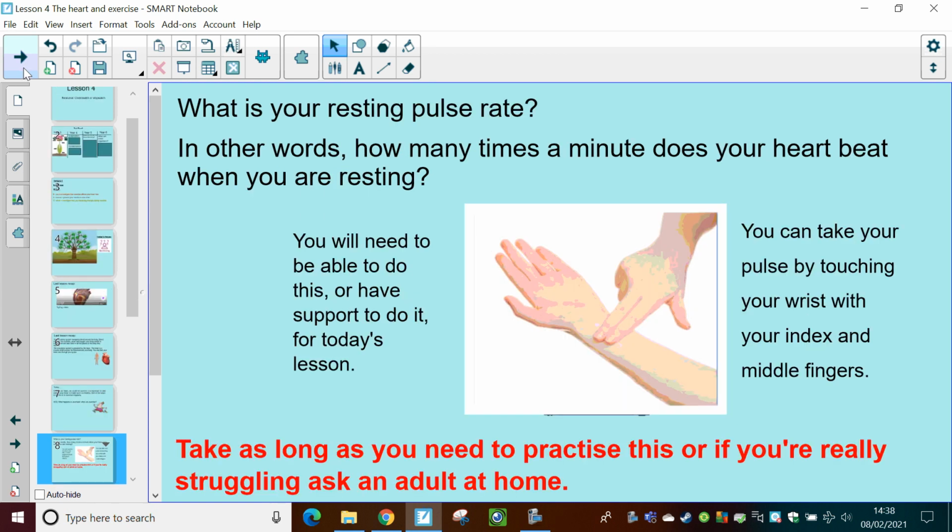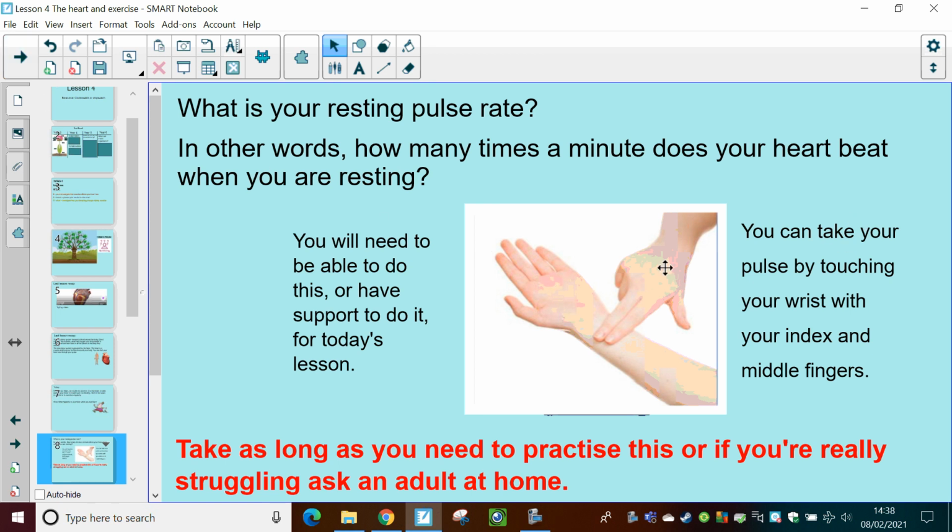So this is really important. What is your resting pulse rate? In other words, how many times a minute does your heart beat when you are resting? Now you're going to need to be able to take your pulse or have an adult be able to do it for you in order for you to complete today's lesson. So have a look at the image.